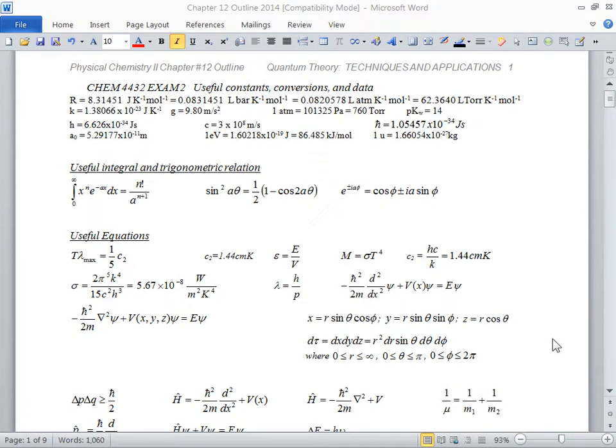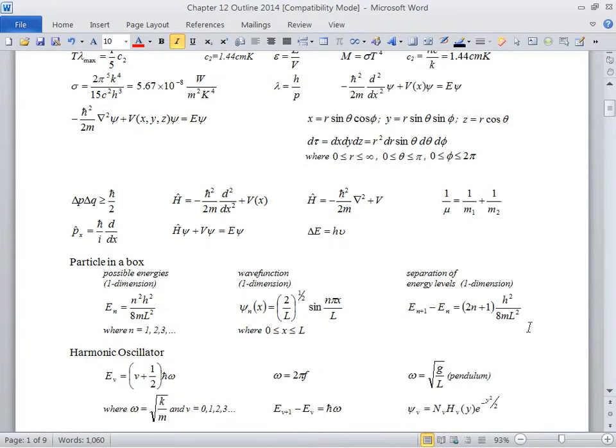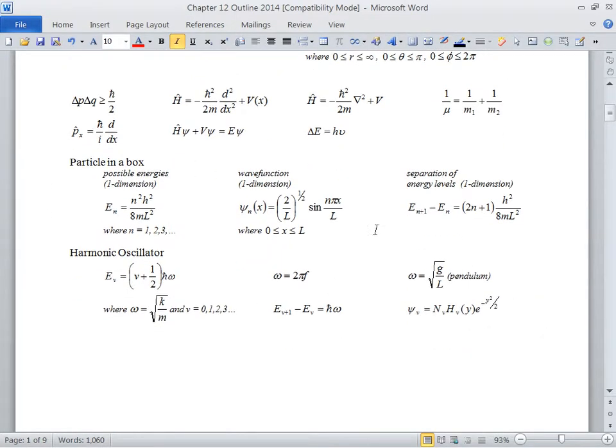Here's our cheat sheet for exam number 2. And there are a few new things on here. Okay, and pretty much this stuff.